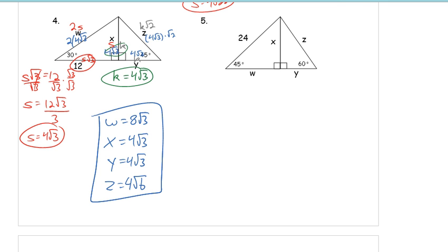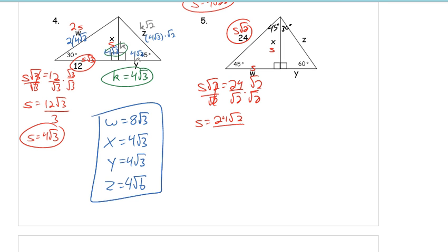Let's try another one. 45, 45, 90, 30, 60, 90. So I'm going to start again. Doesn't matter where you start. Across from 45 is S. Across from 45 is S. Across from 90 is S radical 2. There's my information. Let's go ahead and move things along here. S equals 24 radical 2 over 2. S equals 12 radical 2 for the triangle on the left.